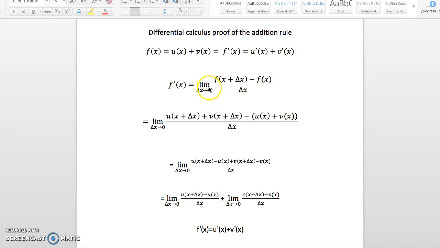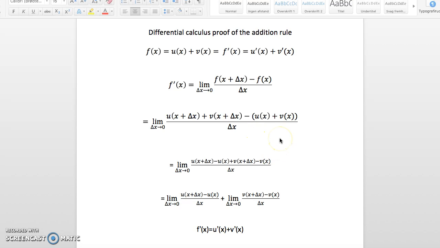x is equal to the limit of delta x approaching 0 of f of x plus delta x minus f of x over delta x. So I'm going to plug in my u of x and my v of x into the differential quotient. So I end up with f prime of x is equal to the limit of delta x approaching 0 of u of x plus delta x plus v of x plus delta x minus, then bigger parentheses, u of x plus v of x over whole thing over delta x.